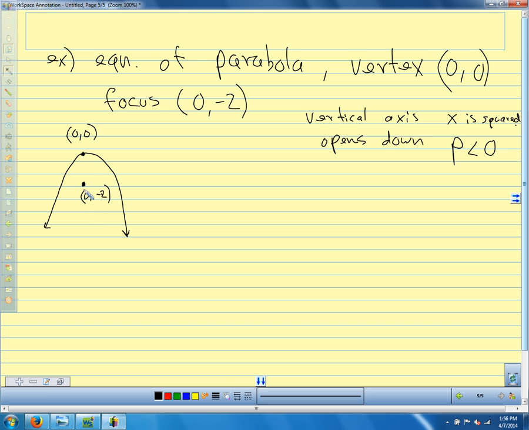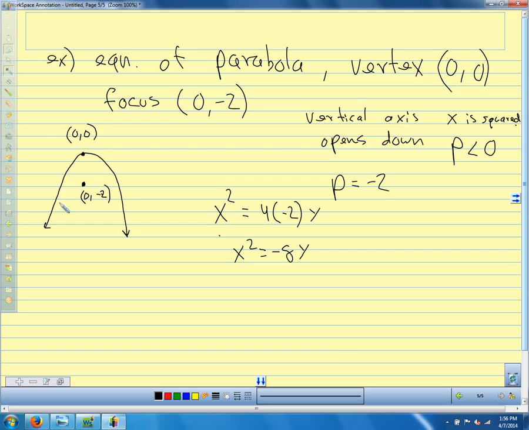So looking at our little sketch, how far is the vertex from the focus? 2 units. So p is negative 2, and we're set. So I can say (x minus 0) squared, so x squared, equals 4 times negative 2 times (y minus 0), so x squared equals negative 8y would be the equation of that parabola in standard form.